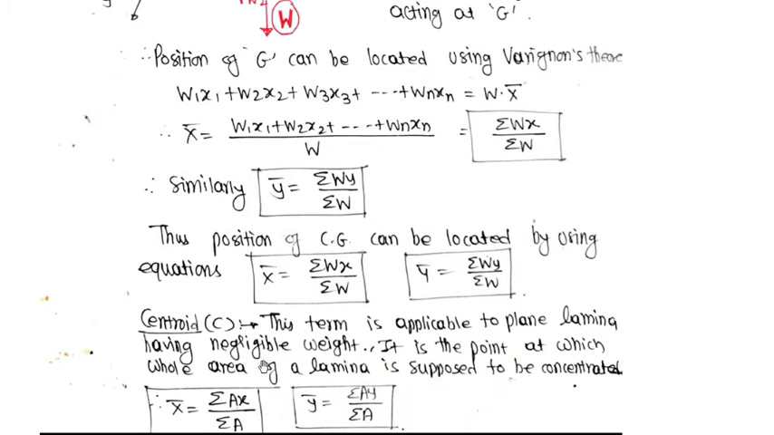Now, what is centroid? Centroid is a point which is similar to center of gravity, but it is applicable for plane figures having negligible weight but considerable area. It can be defined as the point at which the whole area of a lamina is supposed to be concentrated, or a point through which the entire area of a lamina is acting. And to calculate the position of centroid, again we can use these two equations. Simply replace W by A.